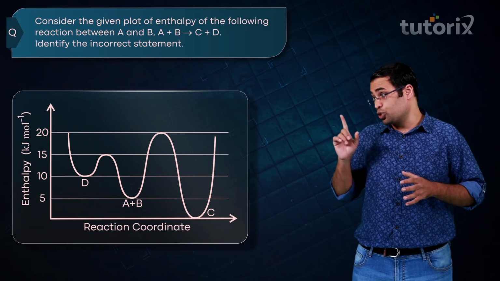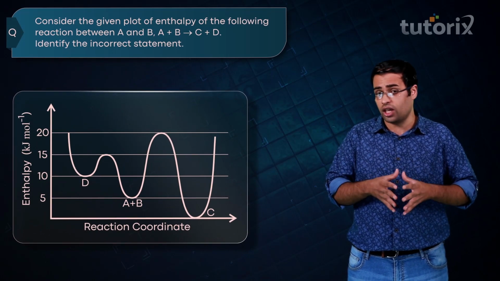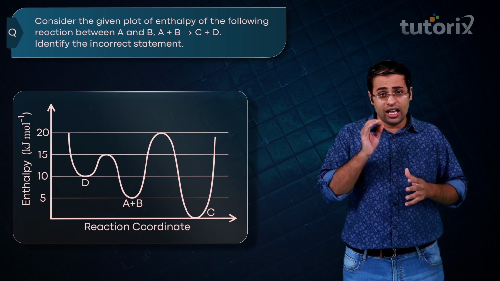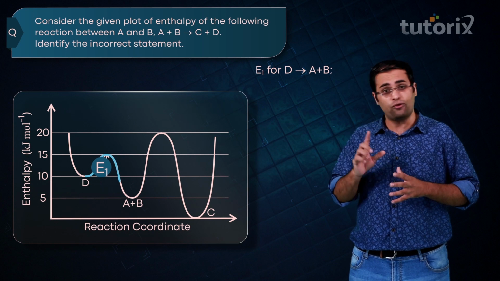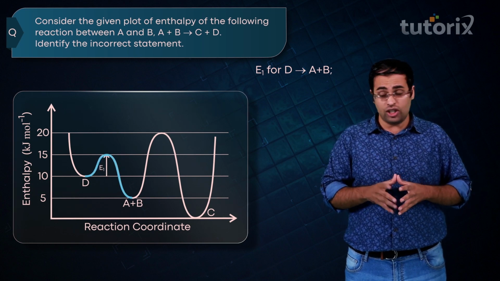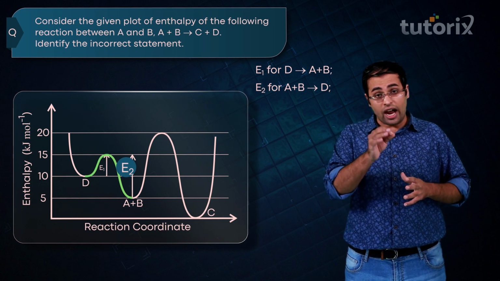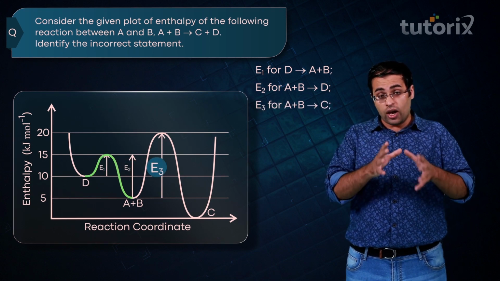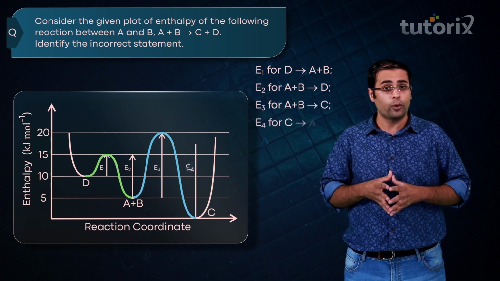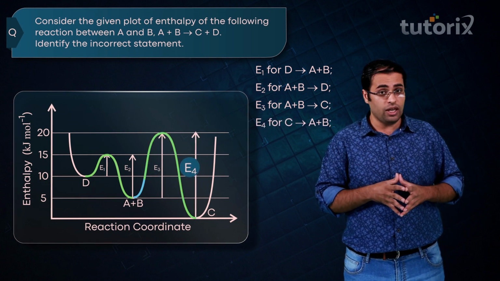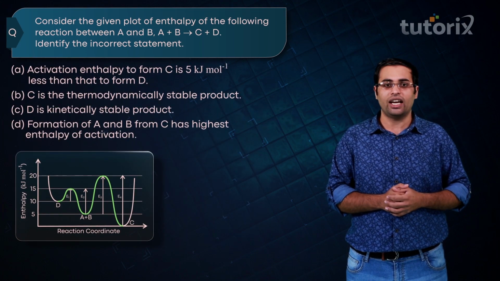Now, as a first step to solve this question, mark all the activation energies of all the reactions you can think of in this diagram. Like activation energy E1 representing the reaction of formation of AB from D, activation energy E2 representing the reaction where AB forms D, activation energy E3 where AB forms product C, and finally the activation energy E4 where product C forms AB. Now next we need to analyze each of the options for the incorrect output.